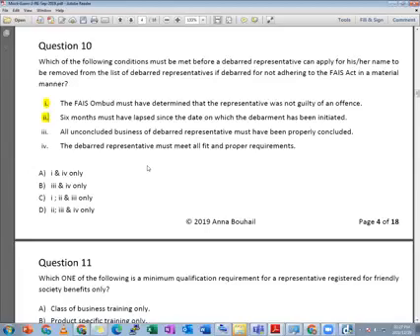Two, the debarred representative must have met all fit and proper requirements. So you can't work under supervision after debarment. We know that. So this means that after debarment, there's no supervision. You're going to come out having everything. So 2, 3, and 4 are correct. So the correct answer here will be B.